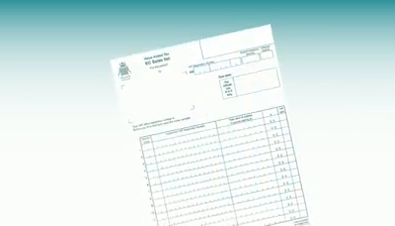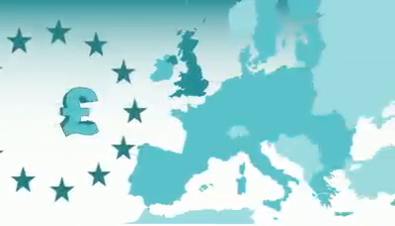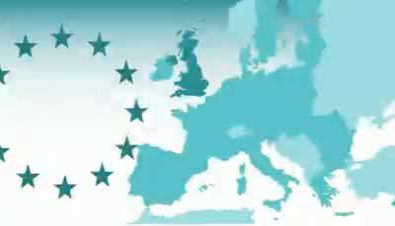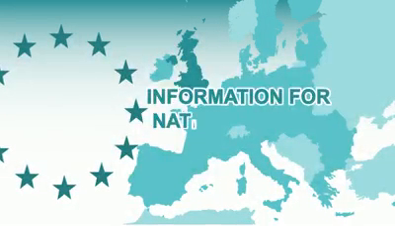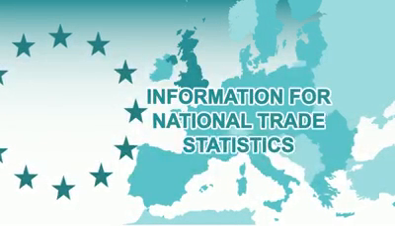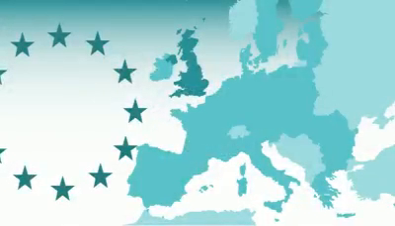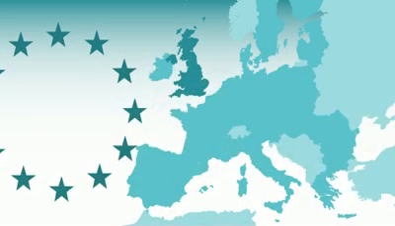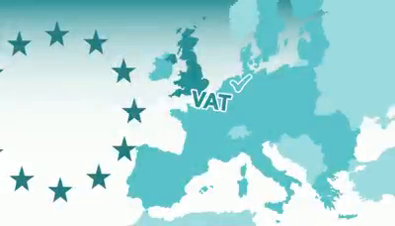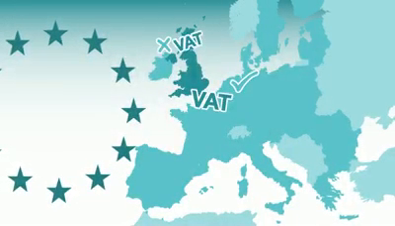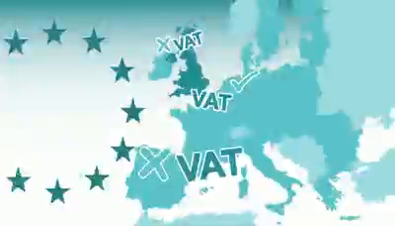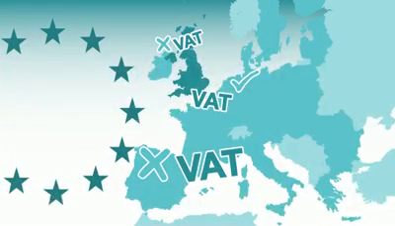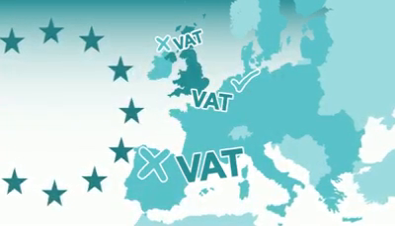You'll also have to tell HMRC about these sales by completing an EC sales list. And if your sales to EU countries are worth more than a certain amount, you'll need to provide information for national trade statistics too. If you're VAT registered but your customer isn't, you charge VAT at the normal UK rate. And if you're not VAT registered, there's no VAT. This is subject to a limit, the distance selling threshold in the customer's member state.